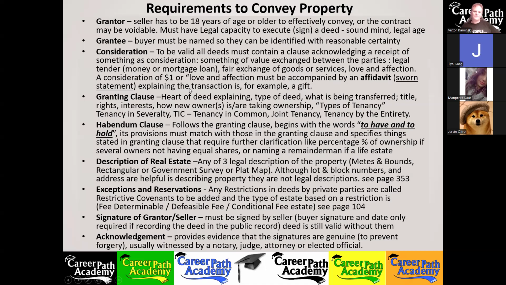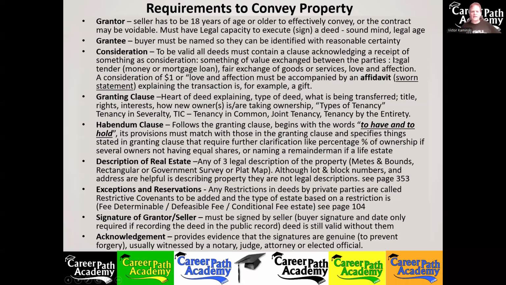All right. So, consideration: to be valid, all deeds must contain a clause acknowledging receipt of something as consideration. That is the full payment, what the parties give or receive from each other in the exchange that is of value, which could be legal tender, which is money or a mortgage loan, or a fair exchange of goods or services, like with bartering: I'll give you this in exchange, you can give me that, or I'll do this for you if you give me that.